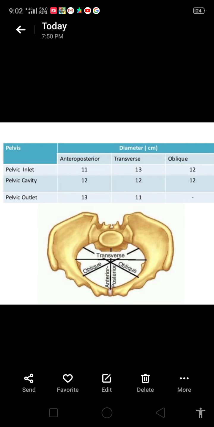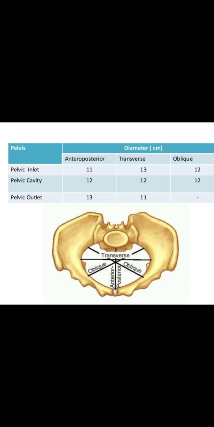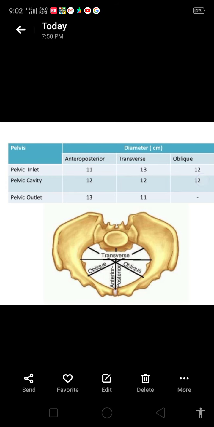For remembrance, we have already learned the pelvic cavity is almost round. So the diameters, whether anterior posterior, transverse or oblique, are all roughly 12 centimeters. Now let us see the anterior posterior diameter of the inlet.